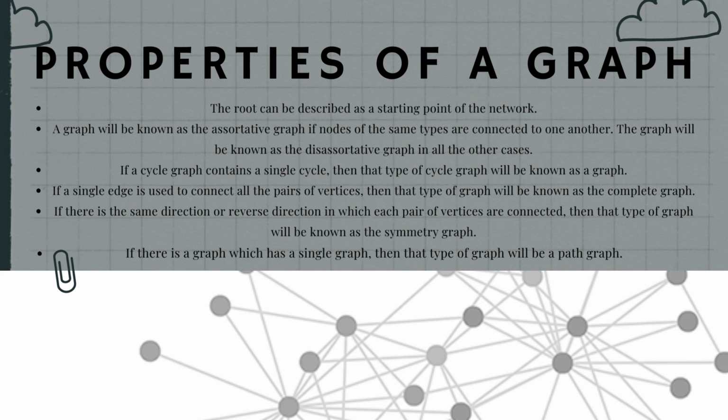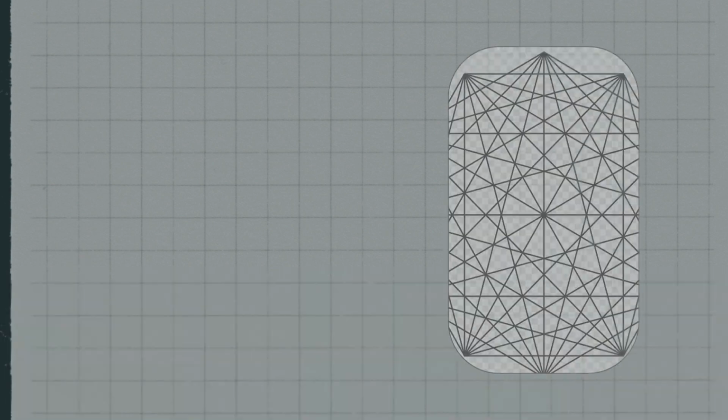A graph will be known as an assortative graph if nodes of the same type are connected to one another. If a graph contains a single cycle, then the type of graph is known as a cycle graph. And if there is a graph which has a single path, then the graph type will be a path graph. And if there is some direction or reverse direction in which each pair of vertices are connected, then that type of graph will be known as a symmetry graph.